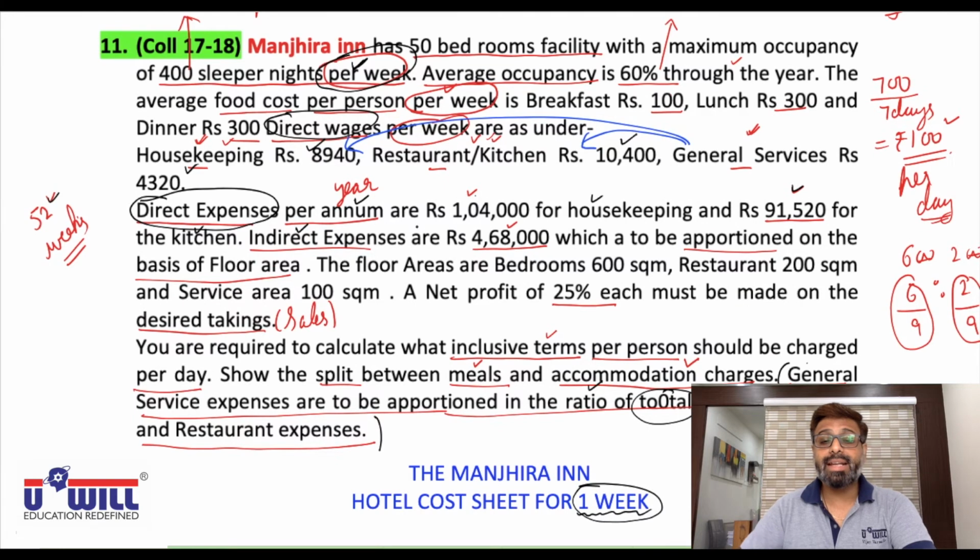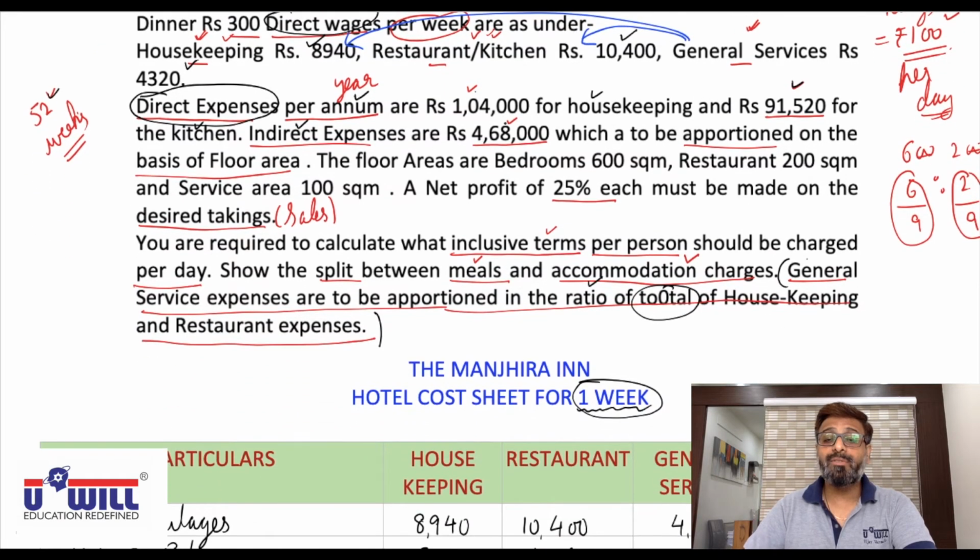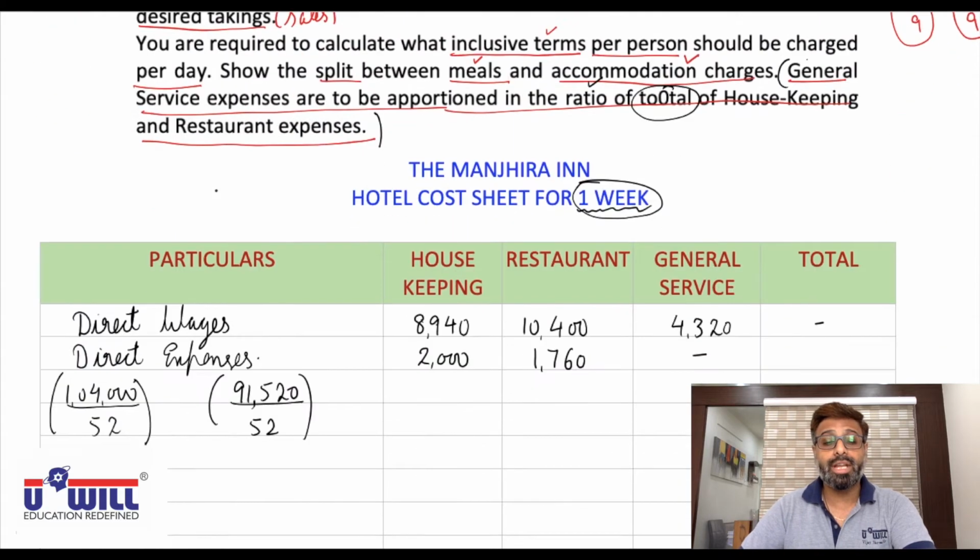Then we have indirect expenses. They are 4,68,000. Now, since it is coming in continuation of direct expenses which are given per annum, so huge amount of 4,68,000 cannot be per week. This is also supposed to be per annum only. So this also first we will divide by 52 to get per week cost, and then it is to be apportioned on the basis of floor area.